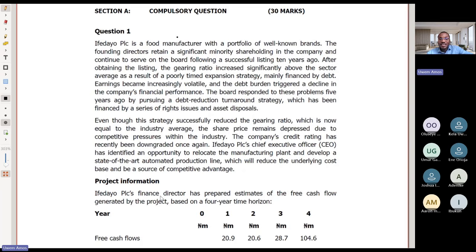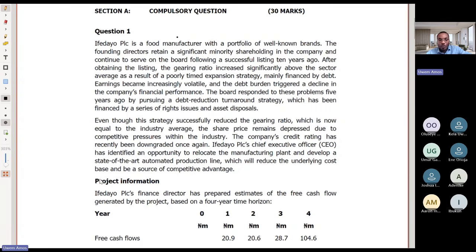Ifedayo Plc's Chief Executive Officer has identified an opportunity to relocate the manufacturing plant and develop a state-of-the-art automated production line, which will reduce the underlying cost base and be a source of competitive advantage. So all of this paragraph has just been the background information. Nothing much in terms of figures in there, just background.